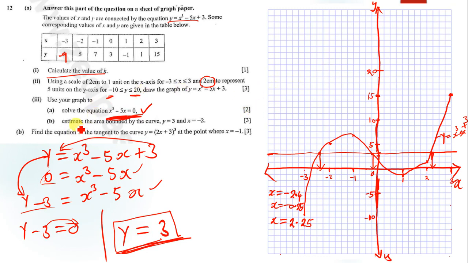We move on to finding an estimate of the area bounded by the curve and these two lines. So now how do you find that area? So let us locate that area. So y is equal to 3. This is the same line that we have drawn here, and then x is equal to negative 2. So x is equal to negative 2 is this one here.